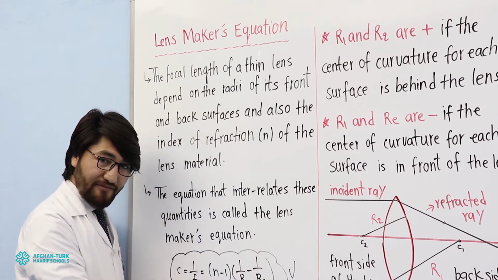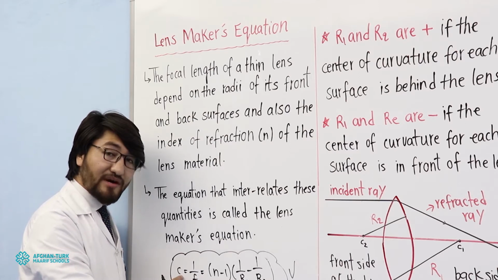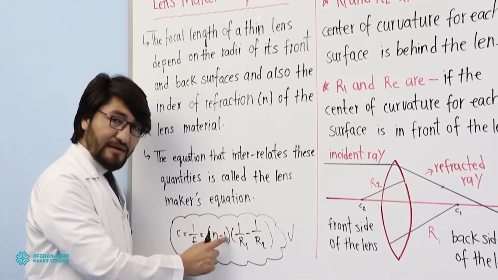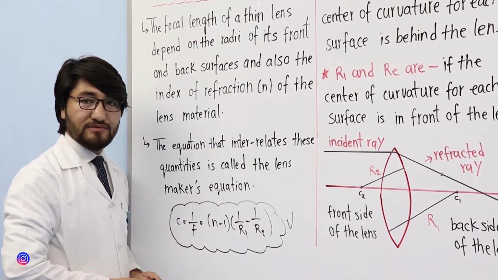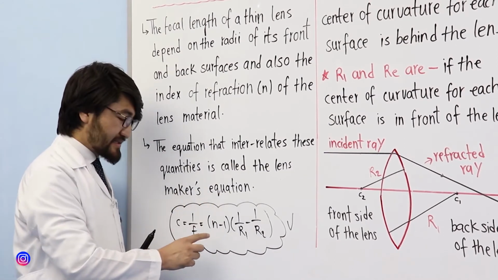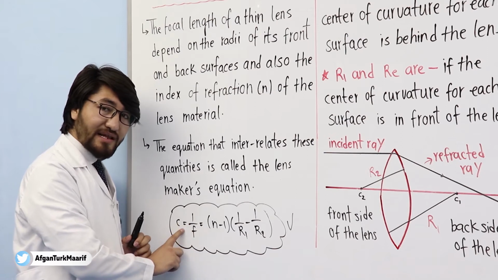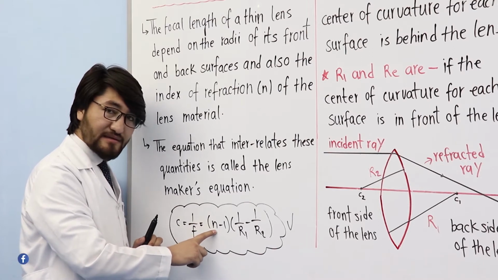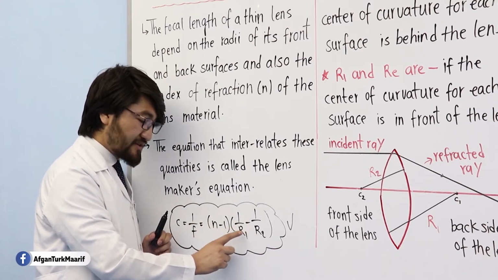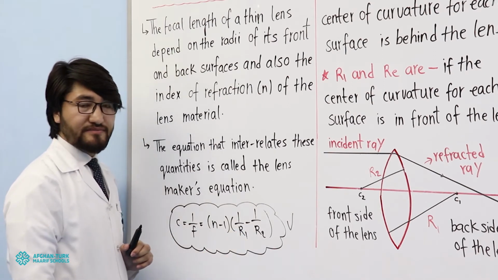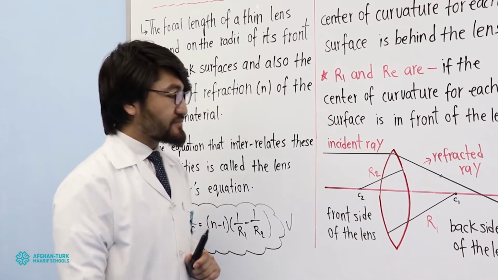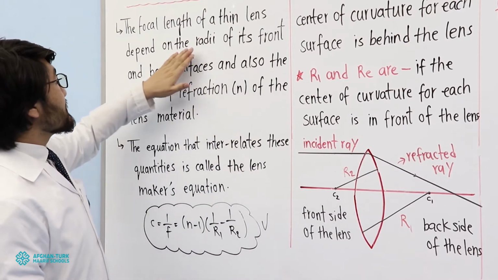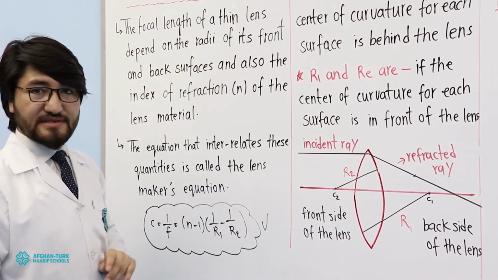C is equal to 1 over f. C means the power of a lens, the convergence of a lens, and it is equal to (n minus 1) times (1 over R1 minus 1 over R2). This equation says that the focal length or power of a lens depends on two things: the index of refraction of the lens, and the radii of the surfaces, R1 and R2. What are R1 and R2? R1 and R2 are the radii of the front and back surfaces.